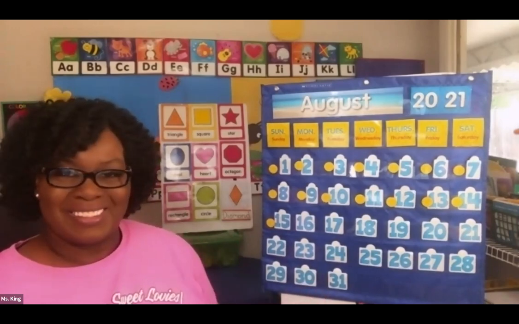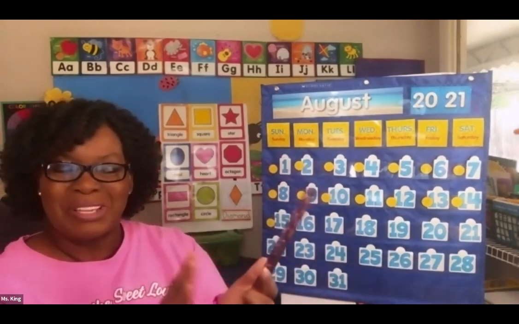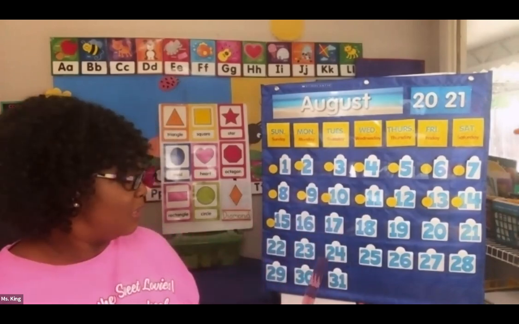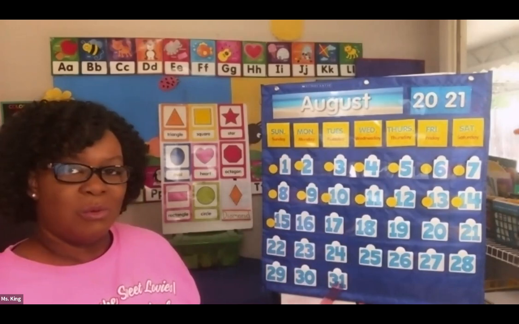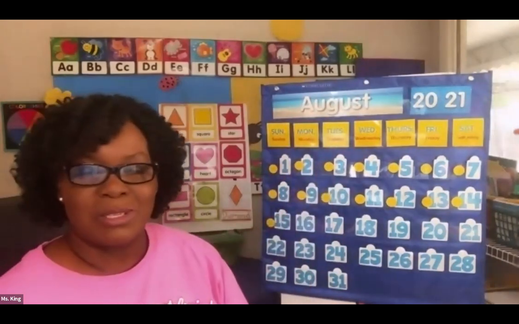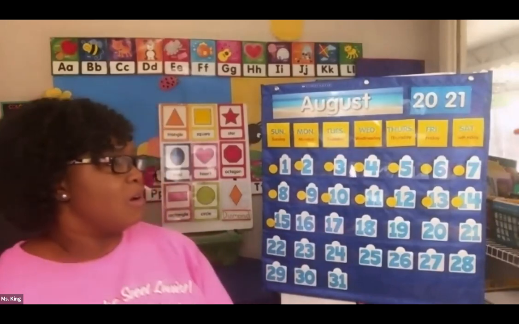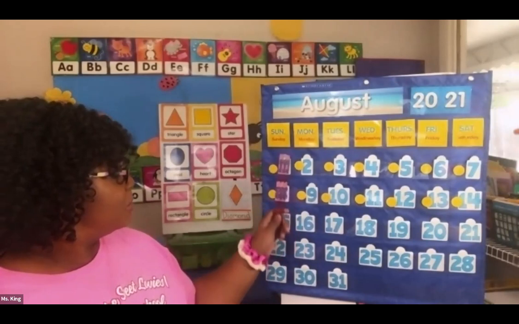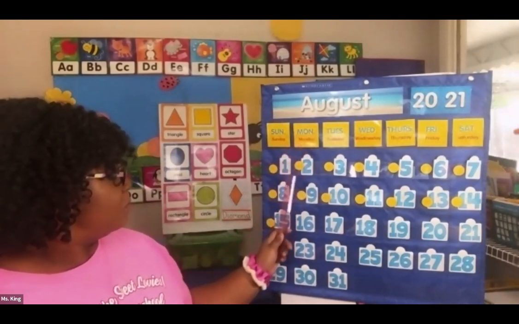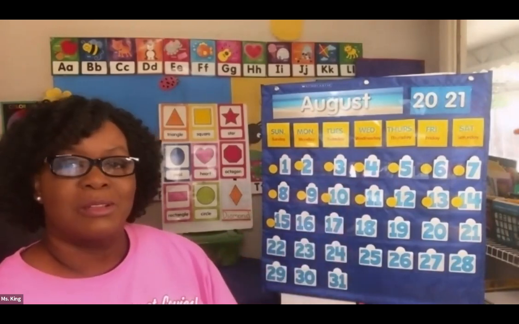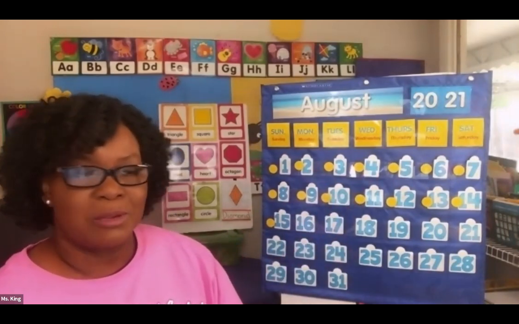Good job, Lovies. You counted to 30. I am so proud of you. 30. And this is what? 31. Because August has 31 days. Say August. All right, let's find out the date. Today is Monday. And remember, the little yellow circles mean what? Those are days that we have already gone through.